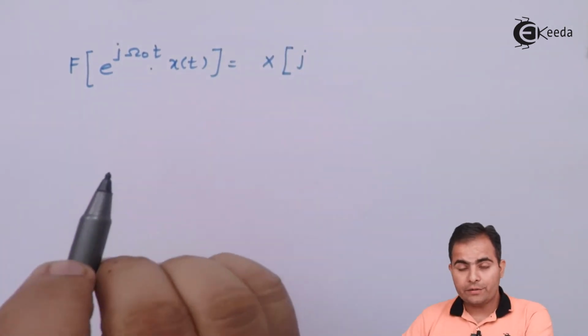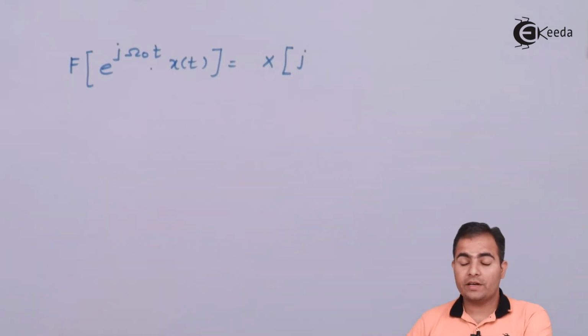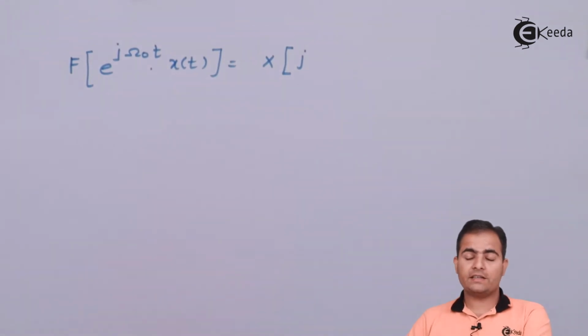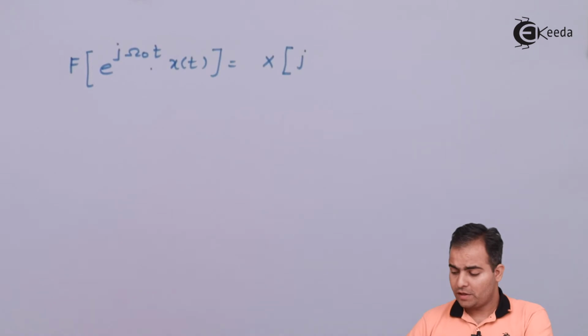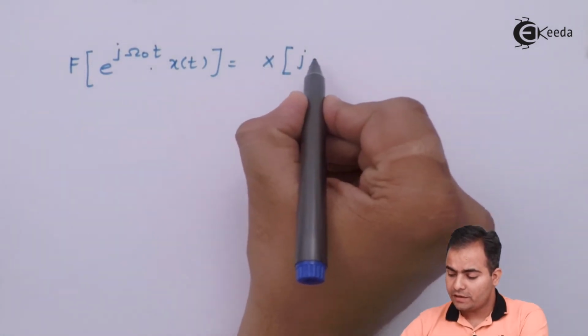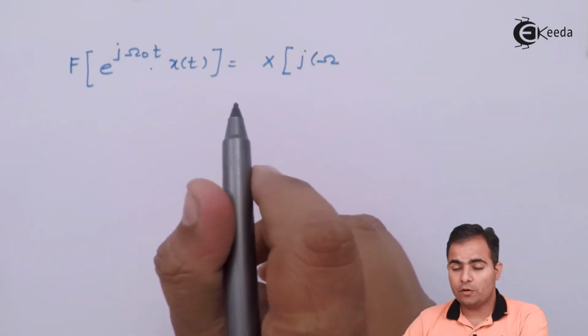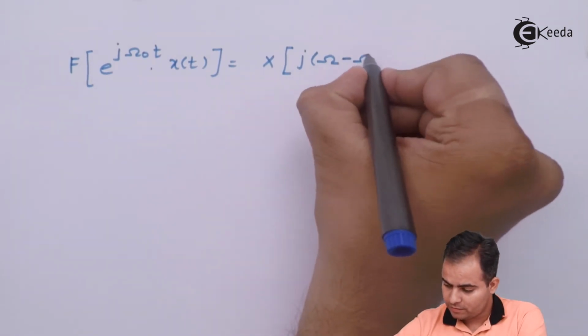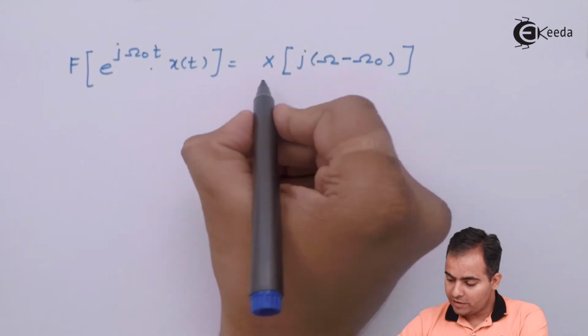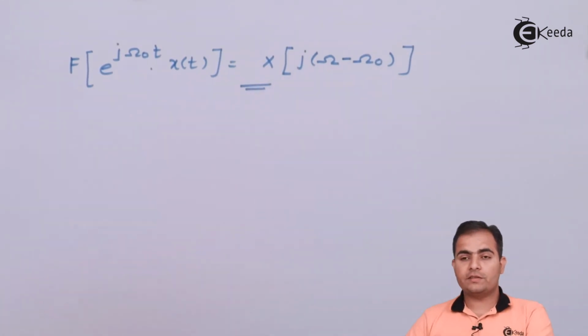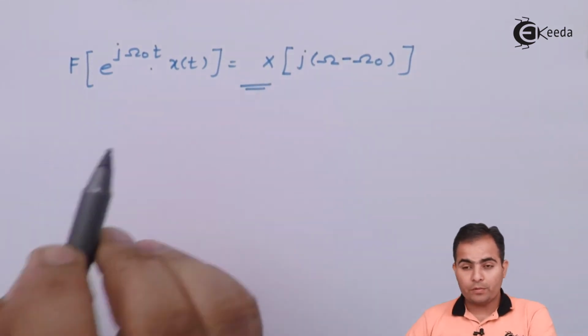So according to the definition, if I consider omega minus omega naught as my omega, then I can say that it is nothing but the definition of Fourier transform. So I'm going to write X of j omega, but I will resubstitute that omega value, which is omega minus omega naught. And this is nothing but the frequency shifting property, or you can say the proof of the frequency shifting property.